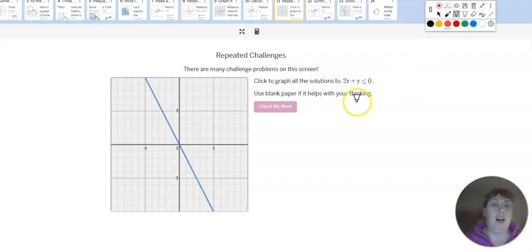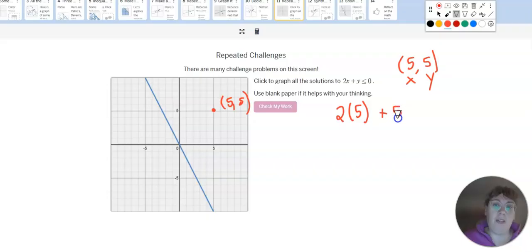So we could test this point here. We can't test 0, 0 because it's on the line, so that's not really going to tell us if we're shading above or below, but we could test this point 5, 5. I like to choose positive numbers to test, makes it a little easier to plug in. So we have 2 times 5 plus 5 less than or equal to 0.